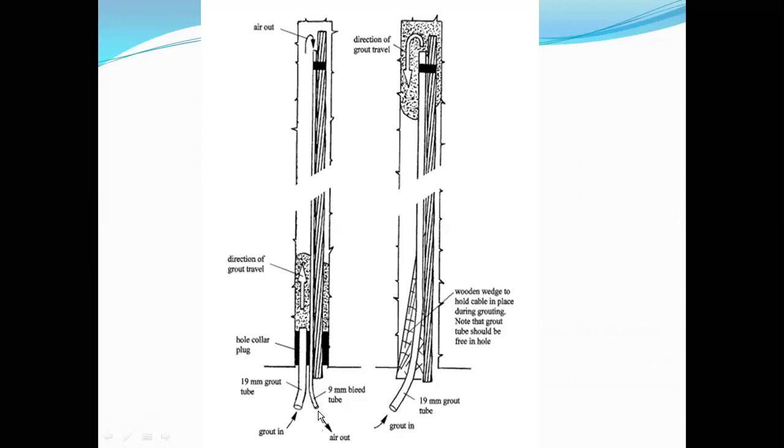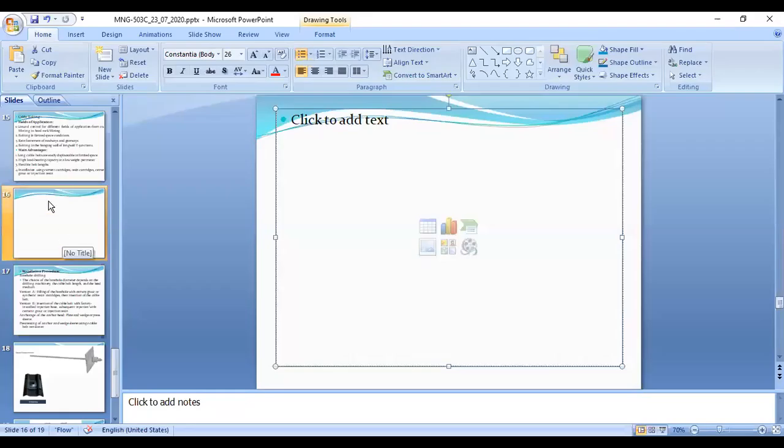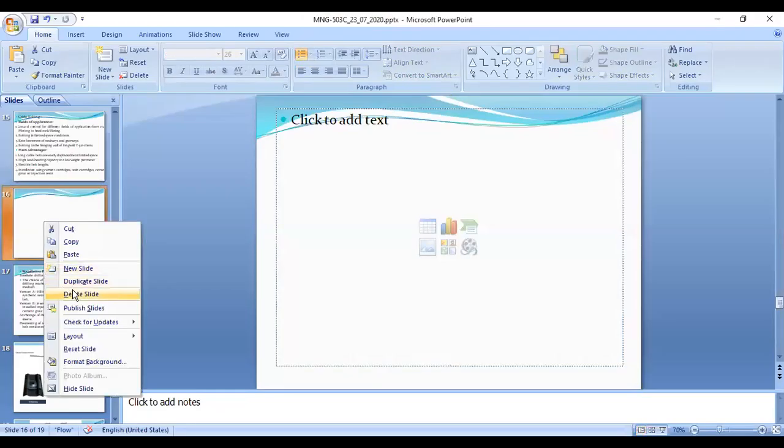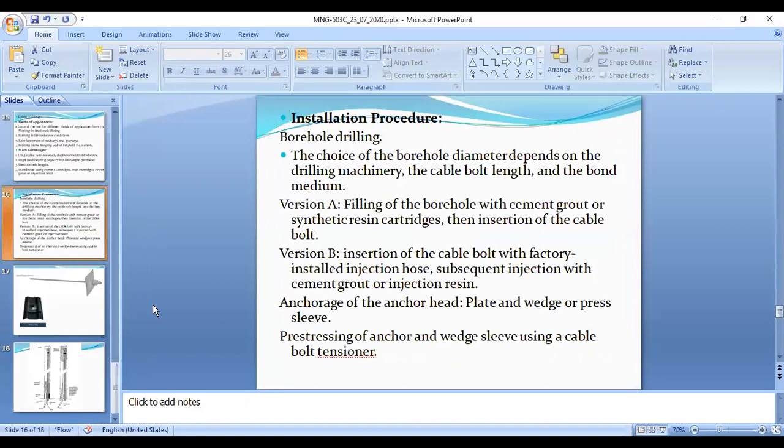So whenever the water is coming out of the grouting material, a small portion of the liquid grouting material will come out of this, which indicates that the entire portion is completely filled, so that we can rotate the cable bolt and tighten it against the roof. So that's how the installation of cable bolting is being carried out.